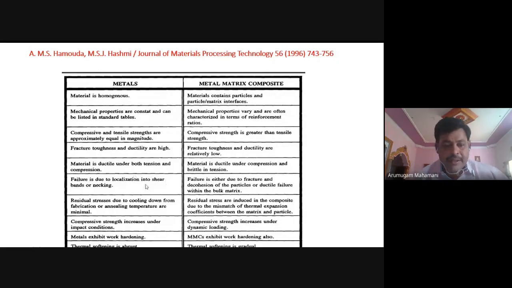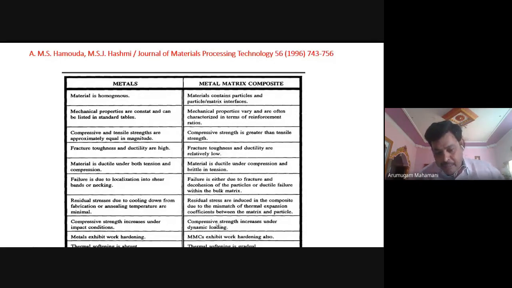Right. In a metal, failure is due to localization. Here, failure is due to either fracture or decohesion of the particle. Residual stress due to cooling down from fabrication or annealing temperature is minimal in metal. Here, residual stresses are induced in the composite due to the mismatch of the coefficient of thermal expansion between matrix and particle. Again, compressive strength increases under impact condition. Here, compressive strength is increased under dynamic loading.